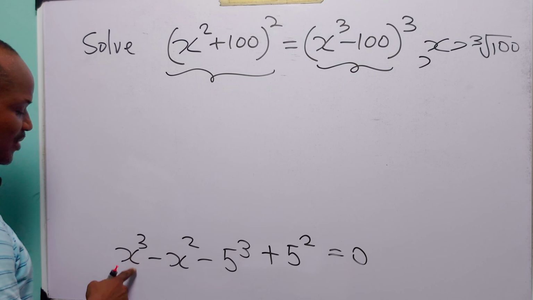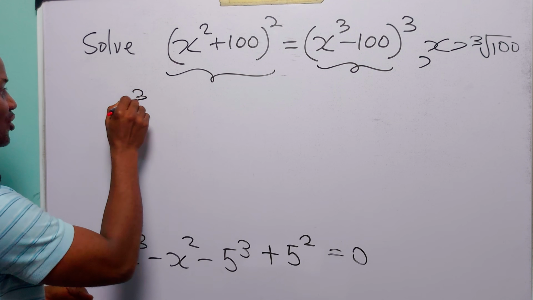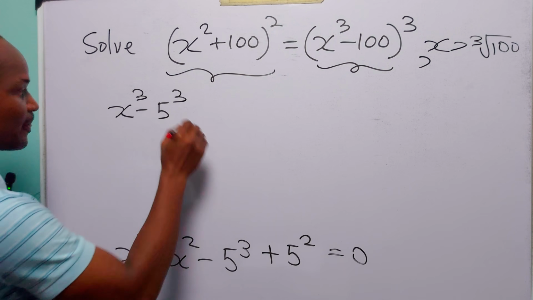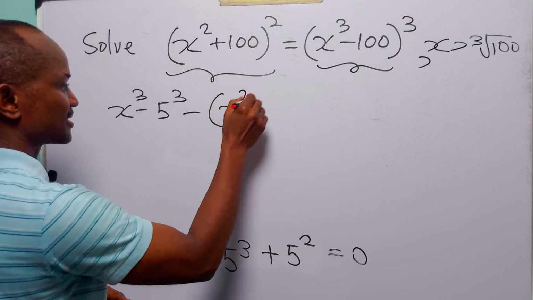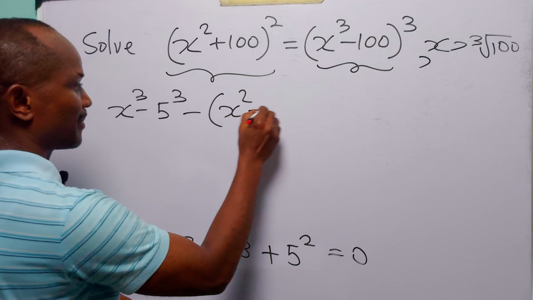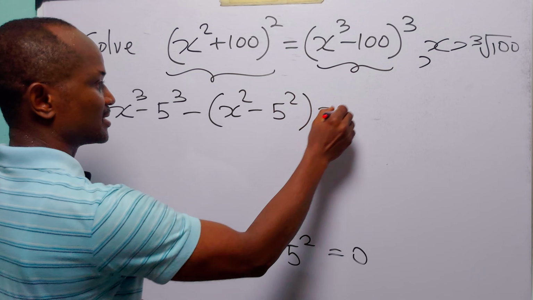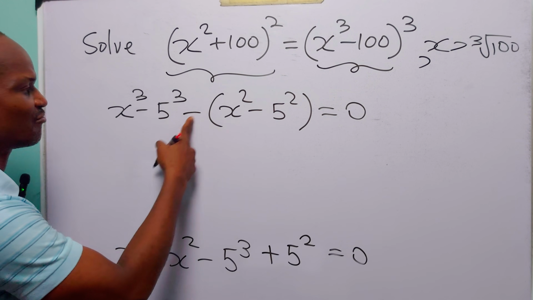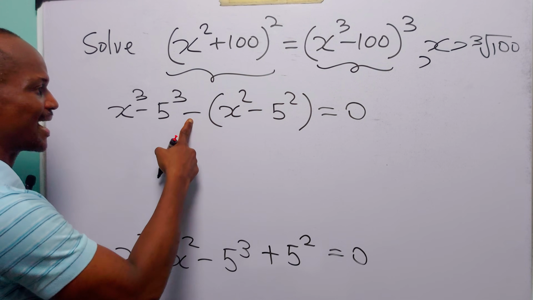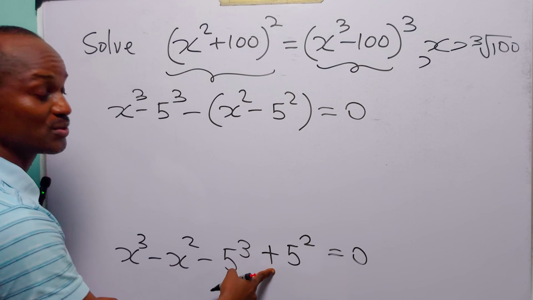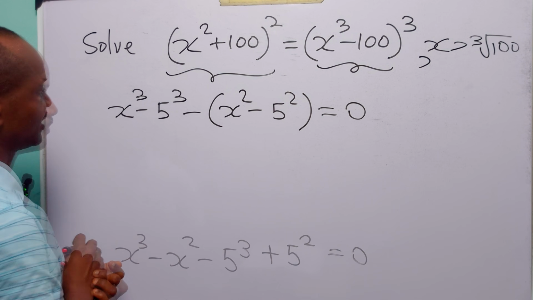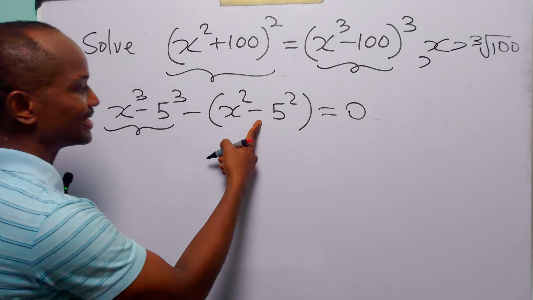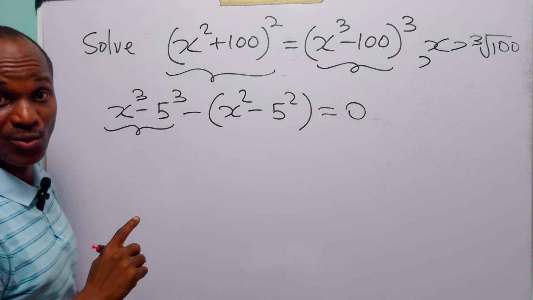And rearranging this equation, we have x cubed minus 5 cubed minus x squared minus 5 squared is equal to 0. Of course, you know that when we open this bracket, we have minus x squared, and then we have minus 5 squared, which is plus 5 squared. Now notice that this is the difference of two cubes, and this is the difference of two squares.